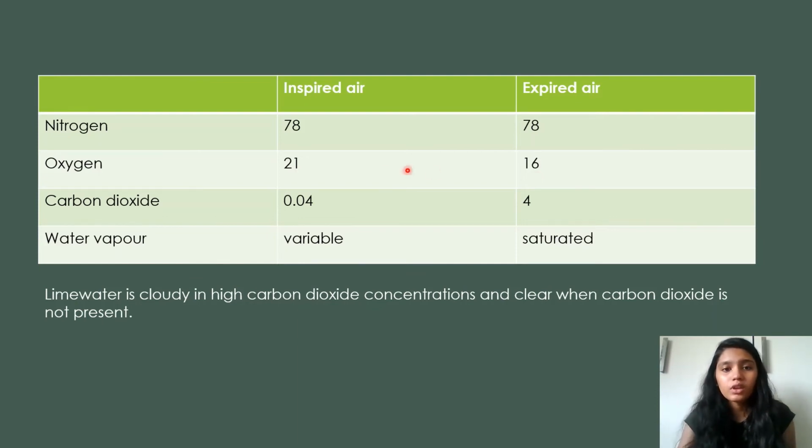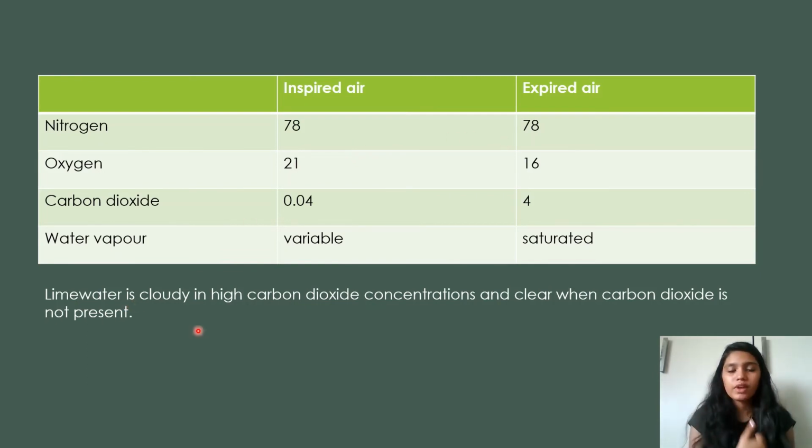Okay. Then you have water vapor, so it's variable, which means the amount is not really known, but it's a much less amount than what is expired. When it's expired, it is saturated. So very often you have MCQs and structured questions that ask you to name gases that are in a greater concentration of expired air than in inspired air. So your answers can only and only be carbon dioxide and water vapor. Those are the only two answers, as you can see, because it increases by 100 times, and from variable it increases to saturated. Okay, oxygen decreases and nitrogen remains constant.